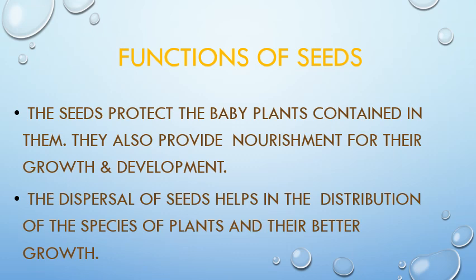The dispersal of seeds helps in the distribution of species. So, you know seed dispersal, the scattering of seeds from one place to another place. So, the dispersal of seeds helps in the distribution of the species of plants and their better growth. So, it is helping to distribute, to increase the species of the plants, and also helps in their better growth.